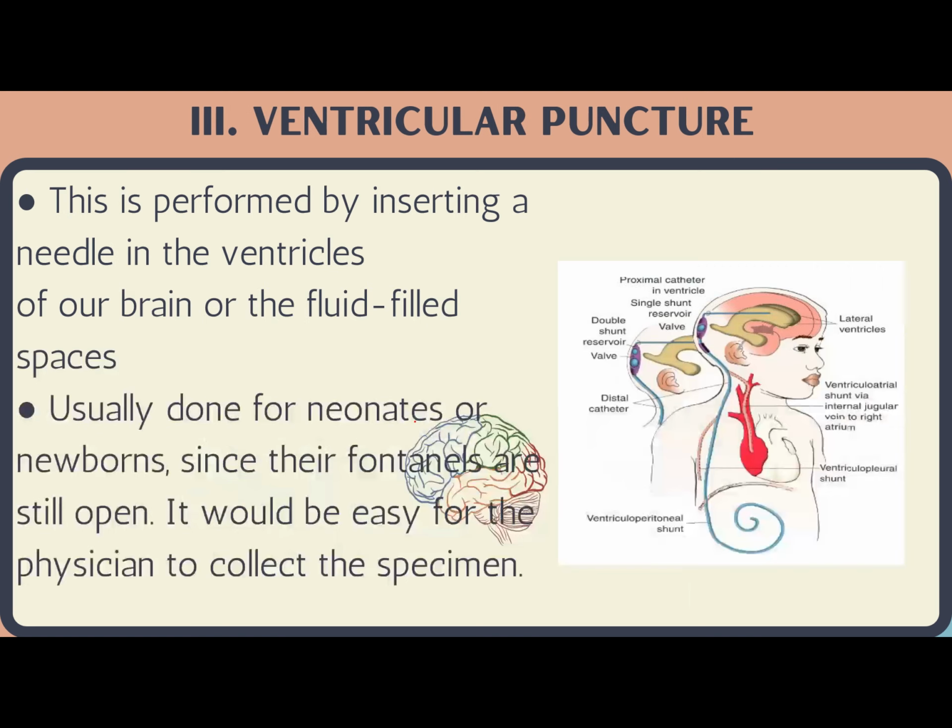Then we have your ventricular puncture. Now, this type of puncture, class, is done by inserting a needle in the ventricles of our brain, or the fluid-filled spaces. So, here, class, the doctor would use a shunt. When you say shunt, it is like a tube. This is a type of tube where the CSF would flow. So, the tube would enter, class, using a needle, into the ventricles. Then, after that, class, the doctor would collect the CSF. So, this is done only, class, for neonates or newborns.